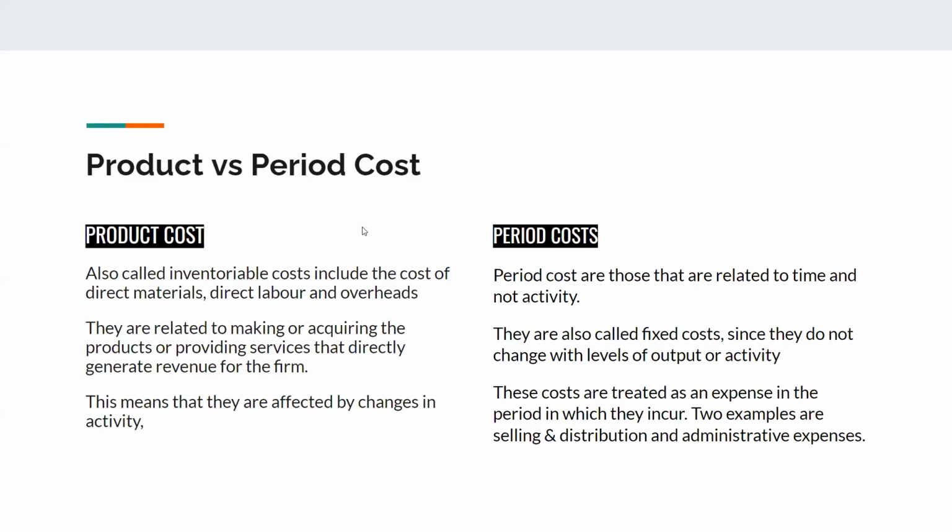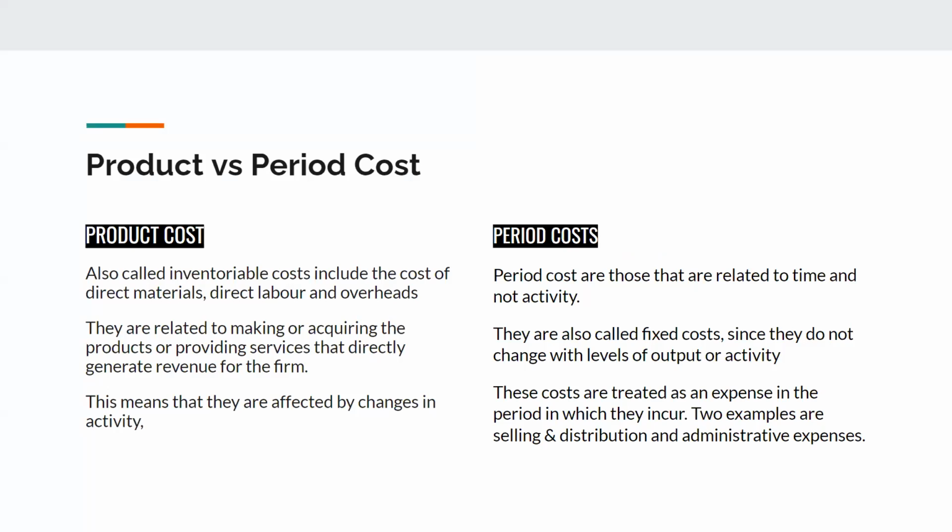So now we get into the different types or classifications, so to speak. So we have product cost and period cost, and we did talk about this in our intro last session. Product costs are inventoriable costs. What that means is it's related to inventory. So it includes the cost of your direct materials, your direct labor, and any overheads that involve converting the raw materials into a product, right?